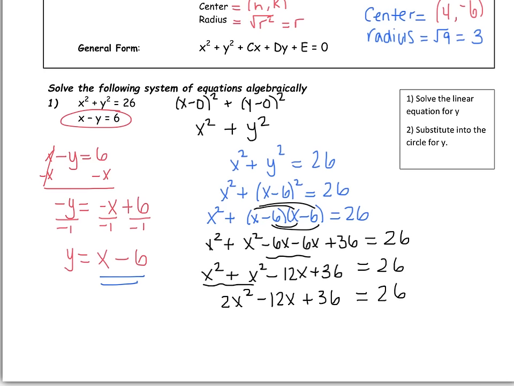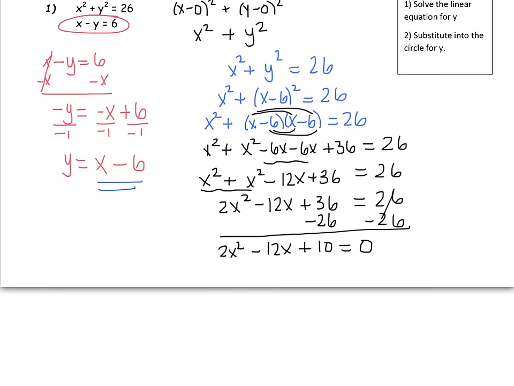So from yesterday's lesson, you should be noticing this squared. And you should be like, alright, I have to do some factoring. But in order to factor, I have to get it equal to 0. So we actually have to subtract the 26. And we'll get 2x squared minus 12x plus 10 equals 0.